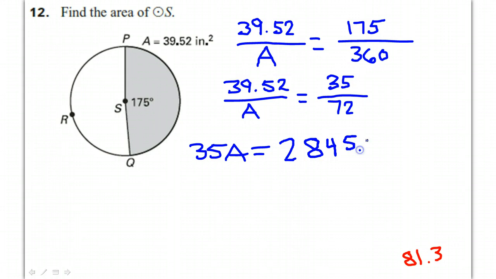2,845.44. Then I just divide by 35 and that's the answer.